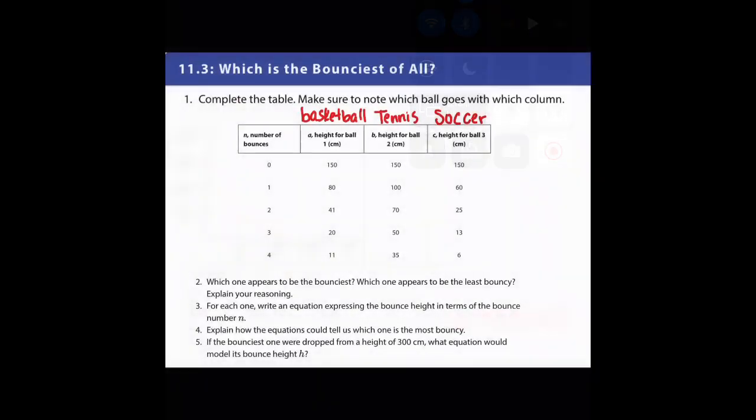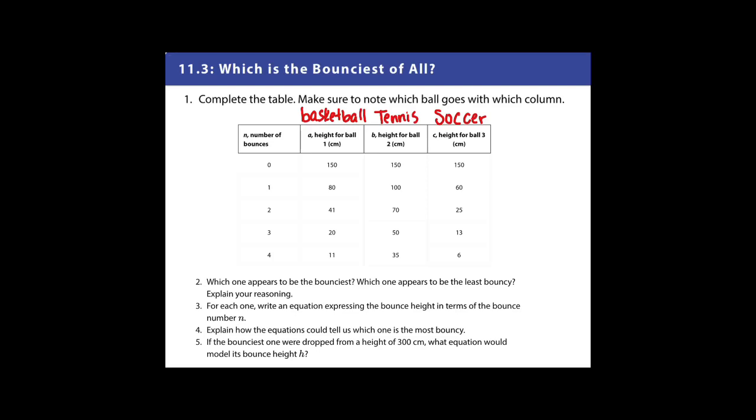You are supposed to fill out your own table, but I'm giving you these numbers since we won't be doing all the testing that goes with it. And so in your table, you can fill out the numbers that are right here. And these are not the right measurements for each ball, but I just labeled it so you can see the difference that would happen. So number 2, which one appears to be the bounciest and which one appears to be the least bouncy?